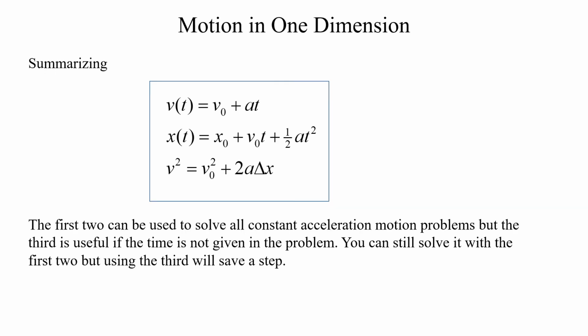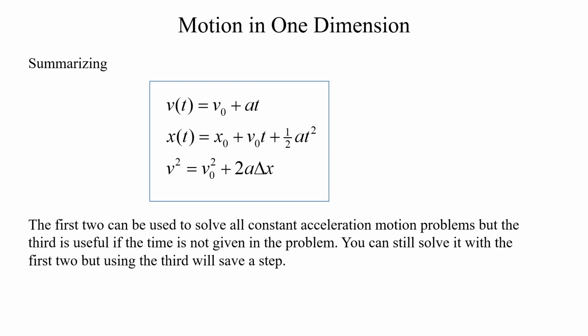All right, summarizing, here are our three kinematic equations. The first one, velocity as a function of time, is our initial velocity v naught plus acceleration times time. The second one is our position as a function of time equals x naught, or the initial position, plus v naught t, where v naught is the initial velocity, plus 1/2 at squared. All right, those first two equations are our constant acceleration kinematic equations.